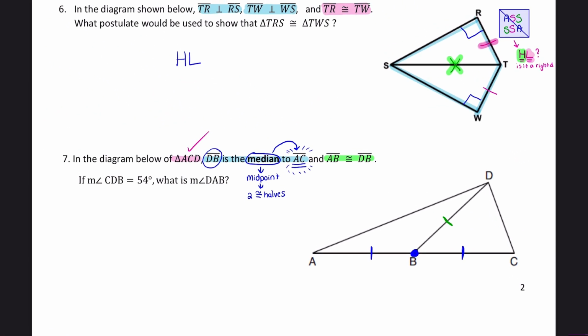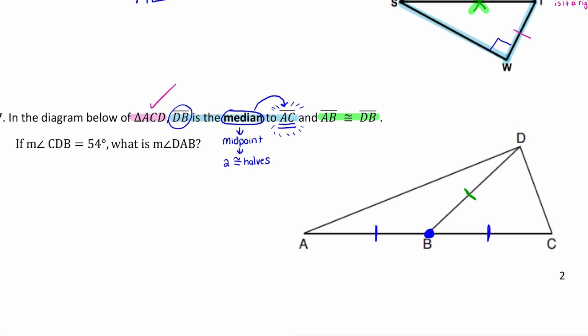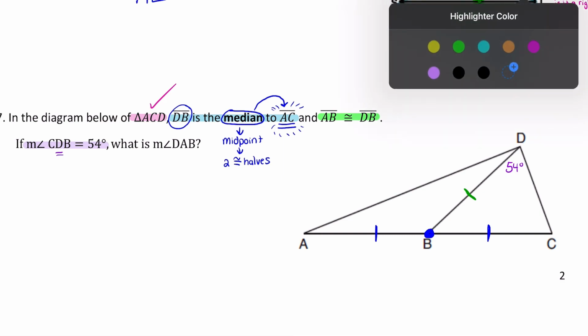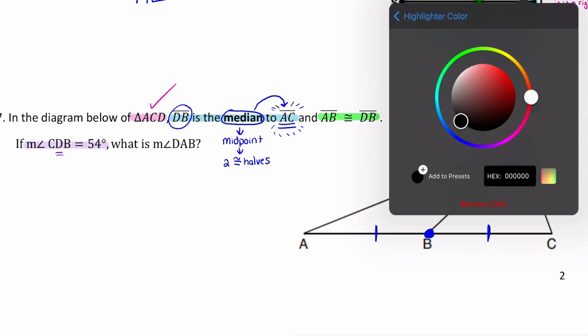Now, I'm going to go ahead and keep on reading because it says if the measure of angle CDB is 54 degrees, so I'm going to go ahead and put CDB, remember D is in the middle, CDB 54 degrees. What is the measure of angle DAB? So I'm going to be really honest with you guys here. First of all, I'm out of highlighted colors. Let me see if I can find a pretty one. Let's do yellowish, I think. Let's do yellowish. Okay.